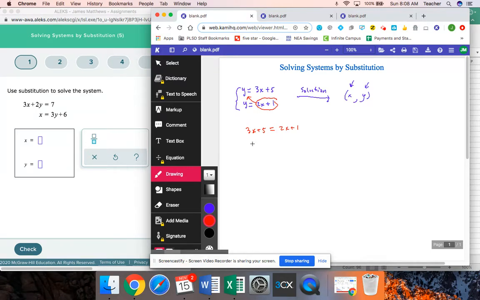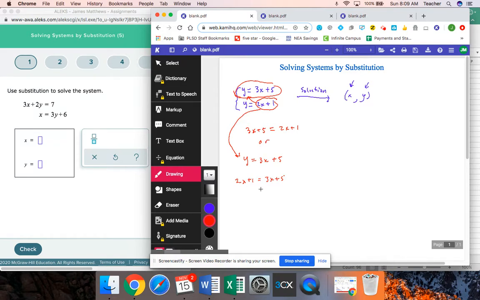Or maybe it makes more sense if I do it the other way. If I start with this one, and I say, well, if y is equal to 3x plus 5, and y is also equal to 2x plus 1, let me plug that in for this y right here. So it's 2x plus 1 equals 3x plus 5. So substitution is taking one equation and plugging it into the other.